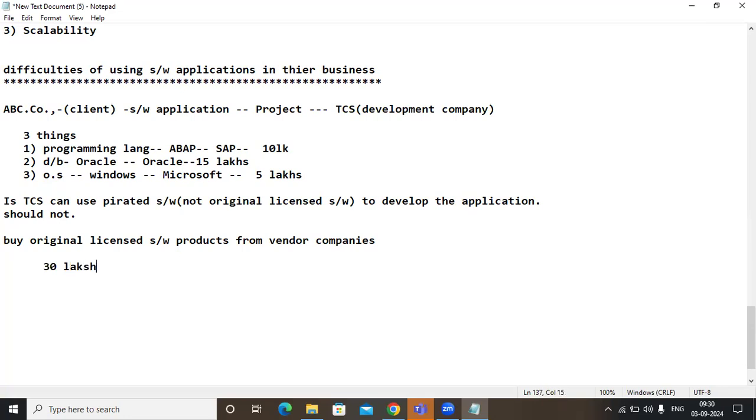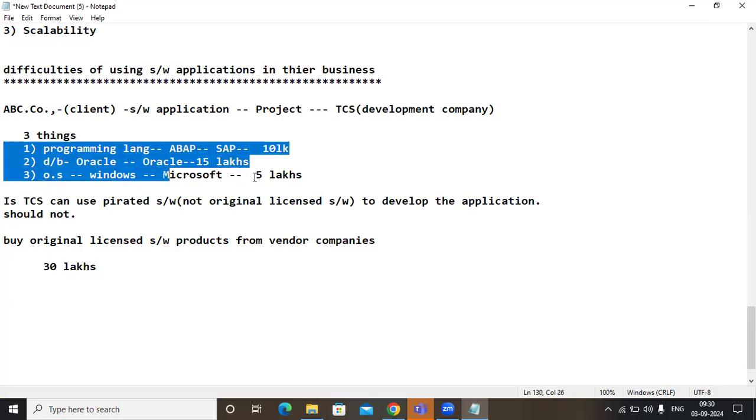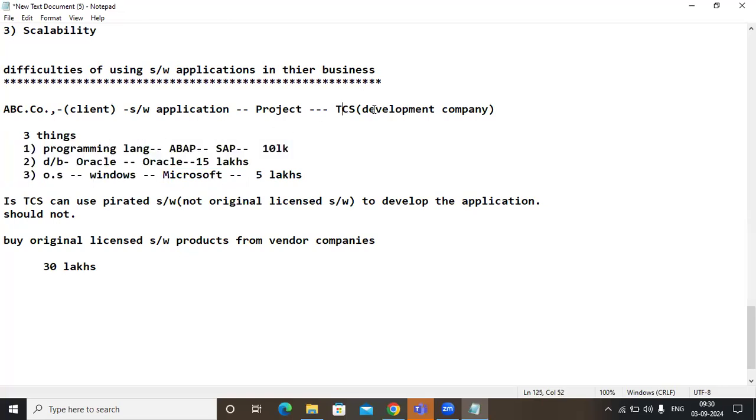30 lakhs invested by whom here? In this example, the development company, TCS, invested 30 lakhs. They bought all three products from three vendor companies. With the help of all three products, they developed the software application as per the requirement of the clients.